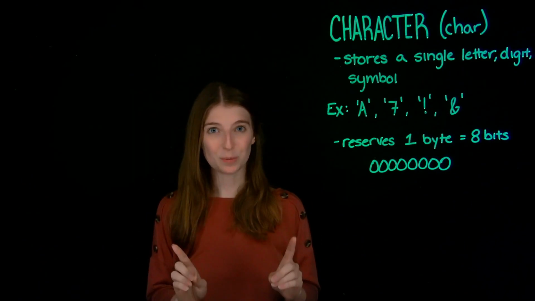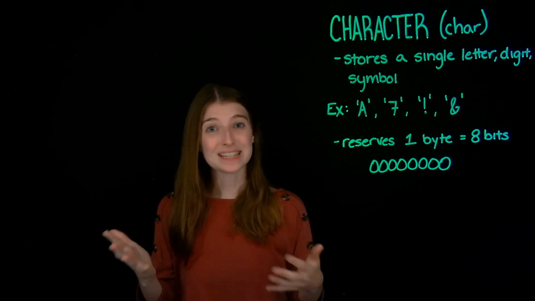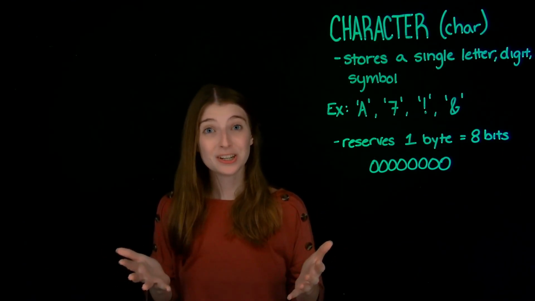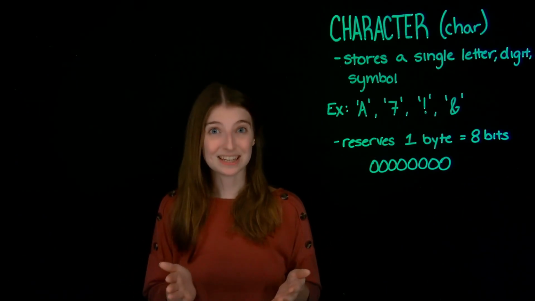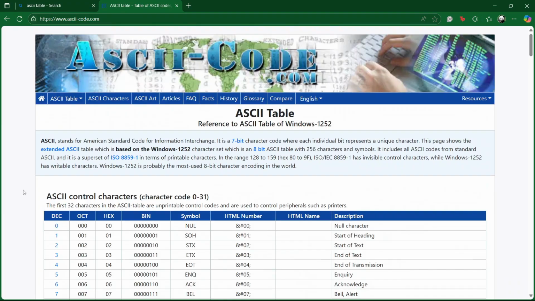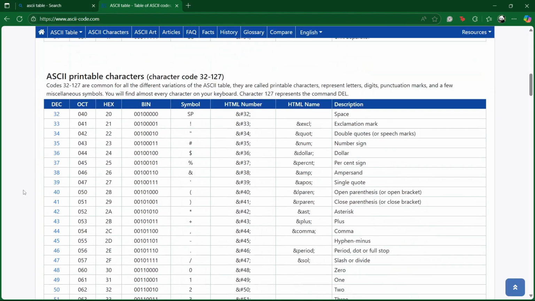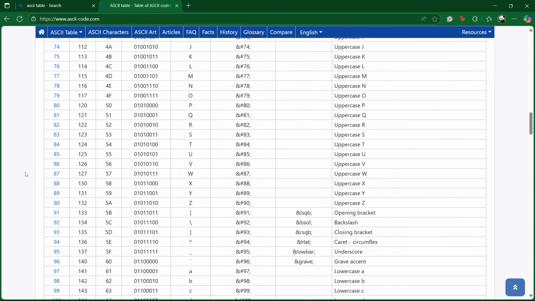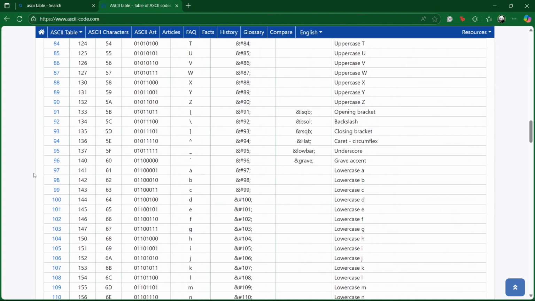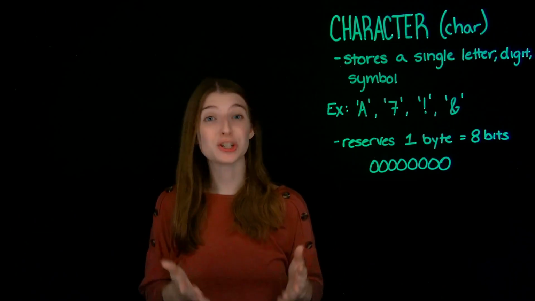But here's something cool. All of these characters, these letters, digits, and symbols, are all just numbers under the hood. They come from something called ASCII, A-S-C-I-I. It's a system where each character is mapped to a corresponding number. So for example, the letter capital A is mapped to the number 65, and the letter lowercase a is mapped to the number 97.